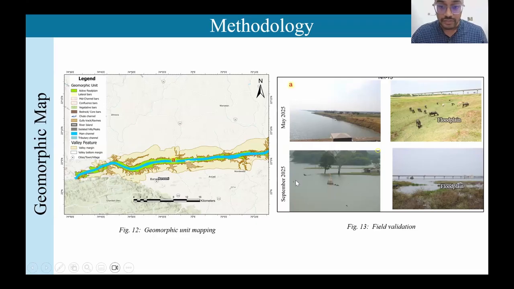As you can see, I went to the field in different months to check whether those places are actually there or not. Here you can see in May, this is the floodplain which I have proposed. When I went in September, which is the monsoon time in India, this area was inundated by water, which shows that this area is a floodplain. As you can see, there is a green color in this map.